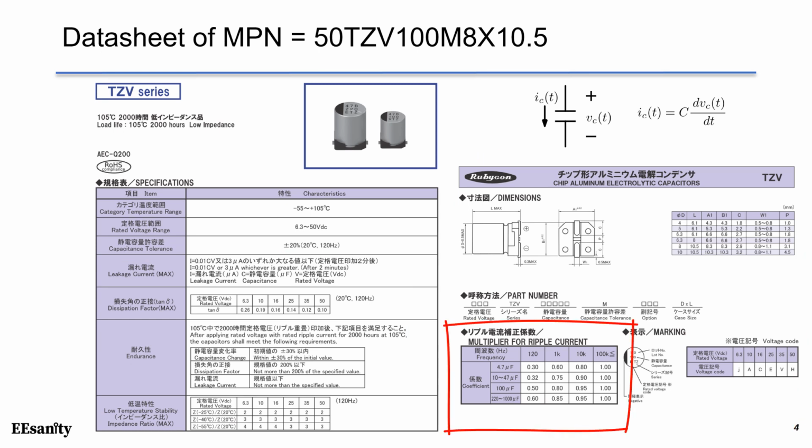This table includes the multiplier for ripple current. You can see for different capacitance values, there are 4 different frequencies. The rated current for this capacitor has a nominal value at 100 kHz. If the frequency of the current is below 100 kHz, for example 10 kHz, you have to use that multiplier to derate the ripple current for your application.